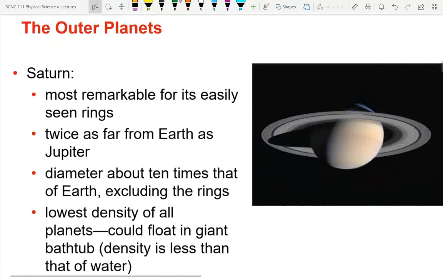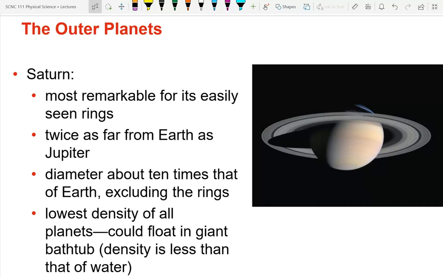Now moving to Saturn. What's the obvious feature of Saturn that everybody loves? The rings. The rings around Saturn are ice. That ice varies in size depending on where you are. The largest chunks are about the size of a house. The smallest chunks are just the size of a grain of sand. And so that's ice that makes up the rings.